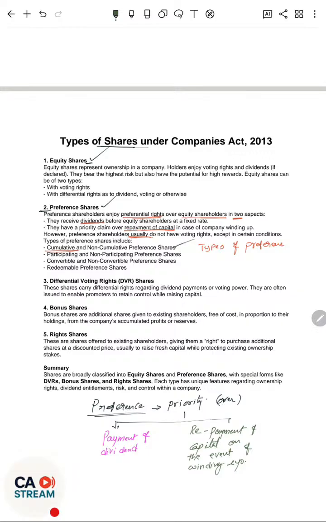Now, what is participating or non-participating? Students, you must be careful while you are listening to the class. It is very important to concentrate on participating or non-participating.